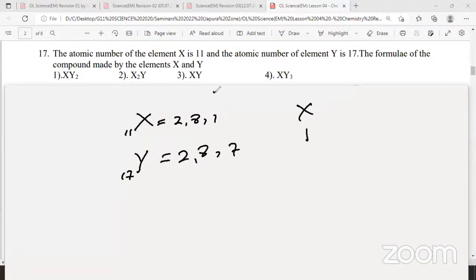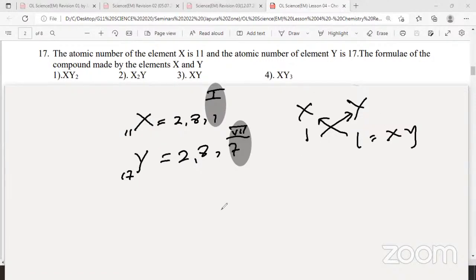Group 7 valency 1. Group 1 also valency 1. Group 7 outermost 7, group 1 outermost 1. So they have the same valency. If valency is 1, then we can just write XY. Here valency 1, here group 7 valency 1, so Y also valency 1. Therefore the formula between X and Y will be XY. When you interchange, you get XY.